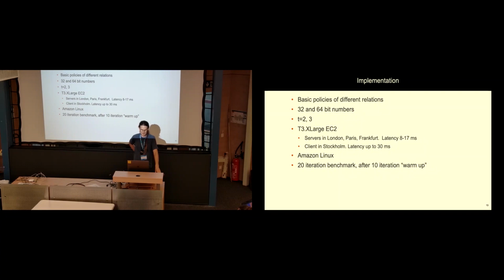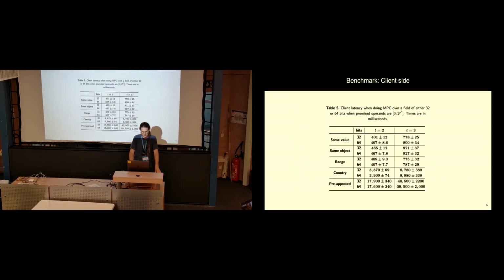We work with attributes that are based on either 32 or 64-bit numbers, and we ran a bunch of different tests using AWS. There's a bunch of more numbers in the paper, but I think the main takeaway we want is the latency in the view of the client in order to do these things.